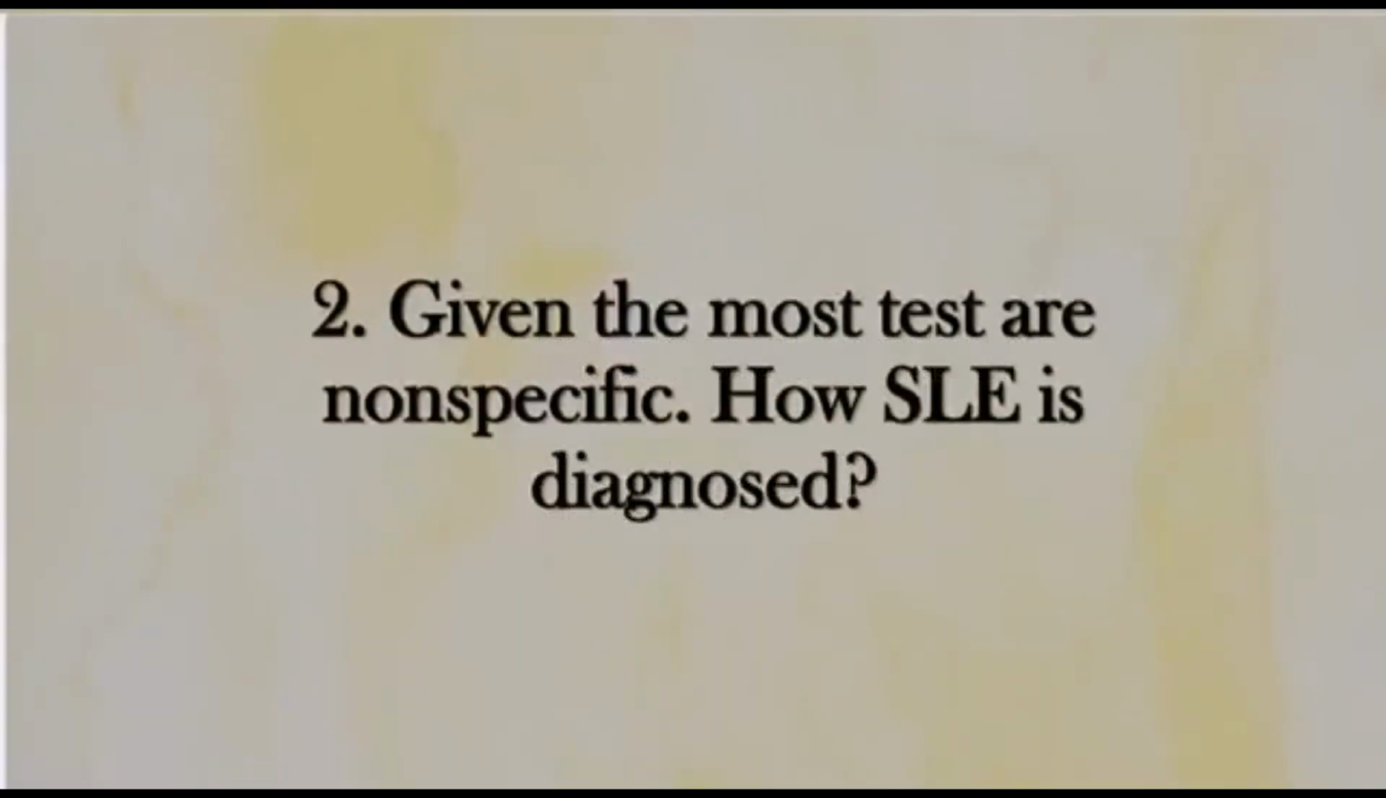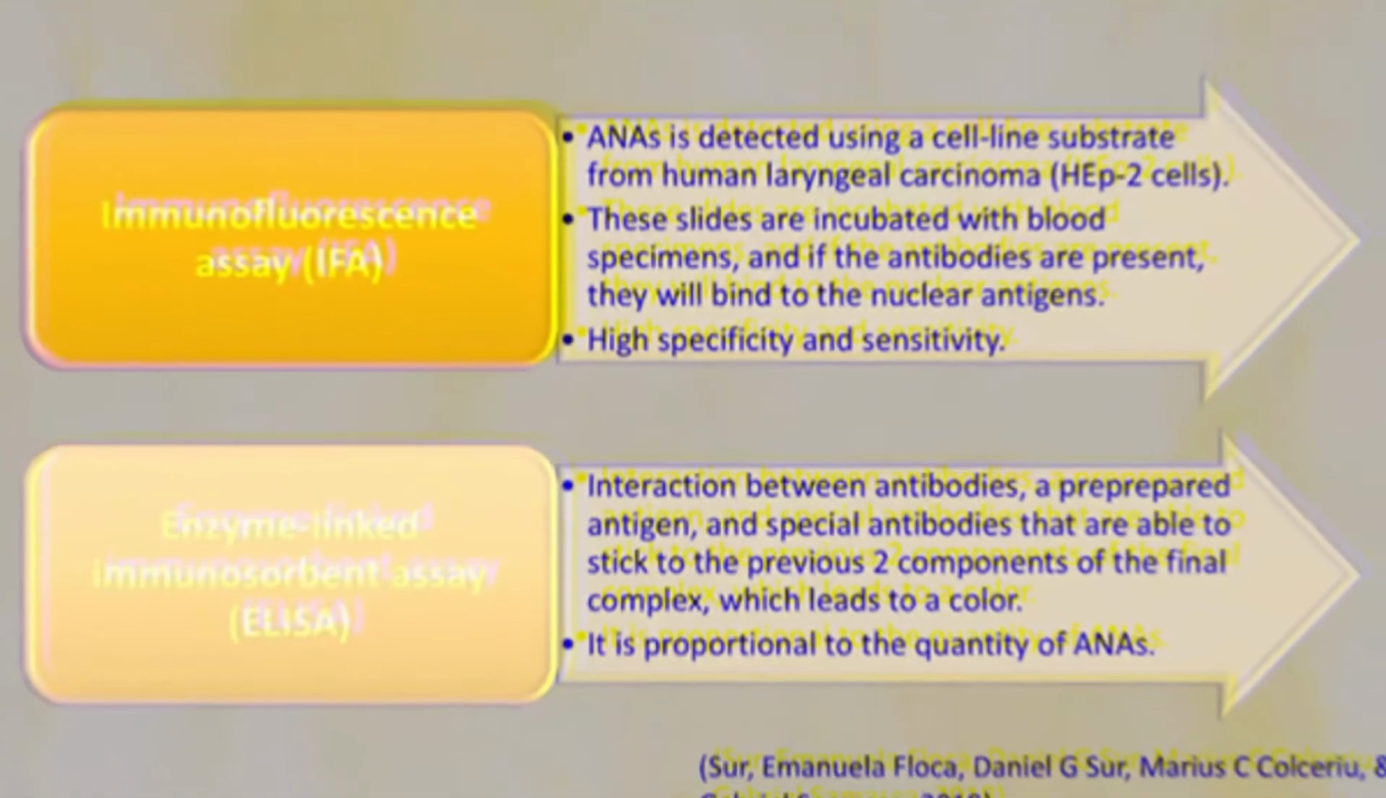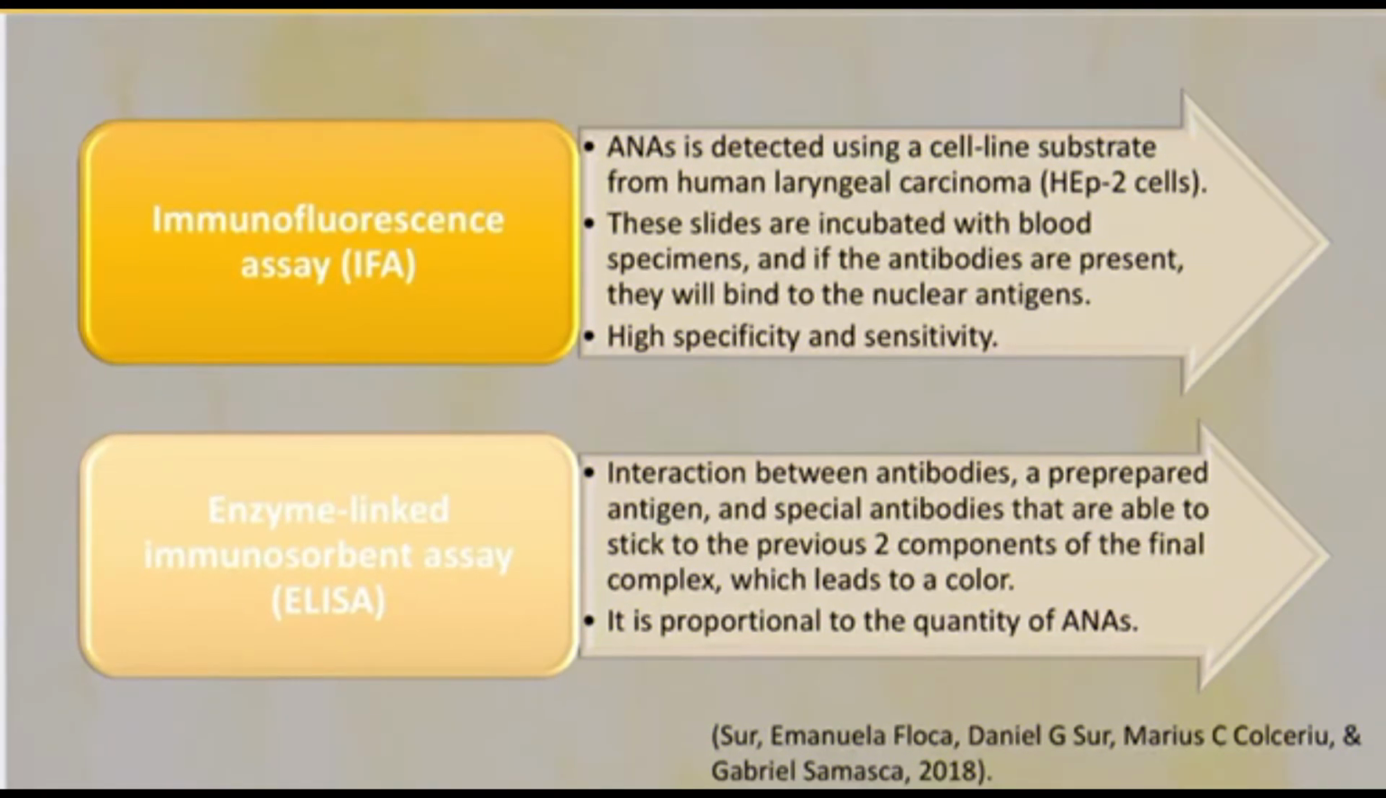Question 2. Given the most tests are non-specific, how is SLE diagnosed? A screening test is used in detection of anti-nuclear antibody, ANA, in serum. ANA is an autoantibody that attacks soft protein within nuclear structure. The most common tests used to detect ANA are immunofluorescence assay and enzyme-linked immunosorbent assay, ELISA.